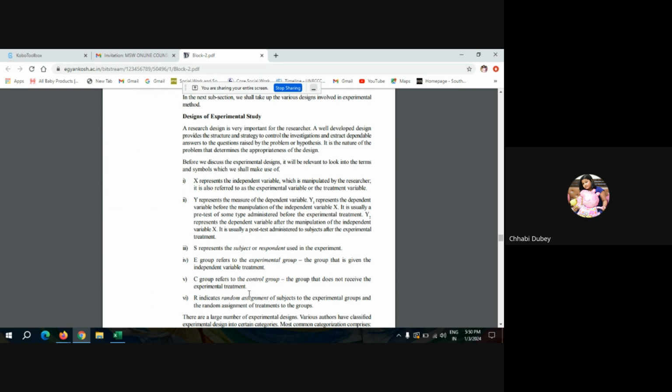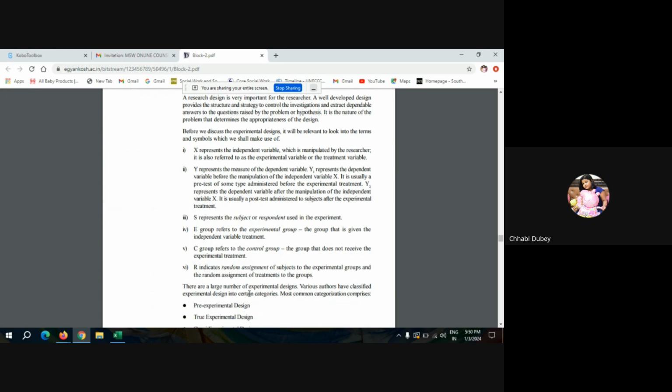When we discuss the experimental design, there are certain symbols that are used, which we have already seen. X represents the independent variable. Y represents the dependent variable. Here we have again Y1, Y2, depending upon the pre-test and the post-test situation. S represents the subject or the respondents. E is the experimental group. C is the control group. And R indicates a random assignment. So these are the different connotations of the experimental designs.